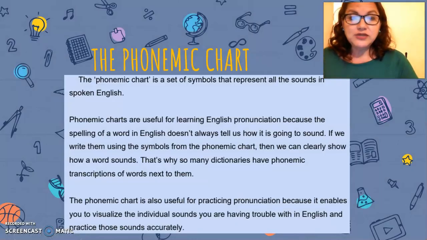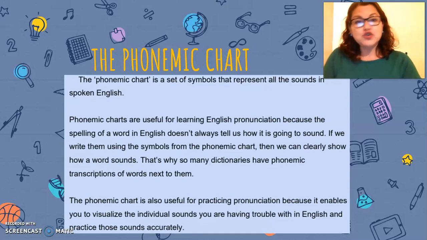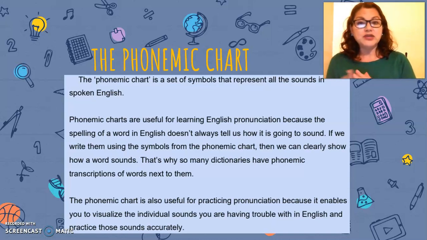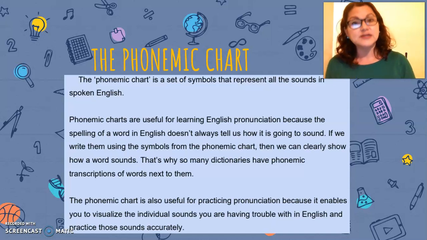Another important thing we saw in this subject was the phonemic chart. The phonemic chart is a set of symbols that represent all the sounds in spoken English. Phonemic charts are useful for learning English pronunciation because the spelling of a word in English doesn't always tell us how it is going to sound. If we write words using the symbols from the phonemic chart, we can clearly show how a word sounds. That's why so many dictionaries have phonemic transcription of words next to them.